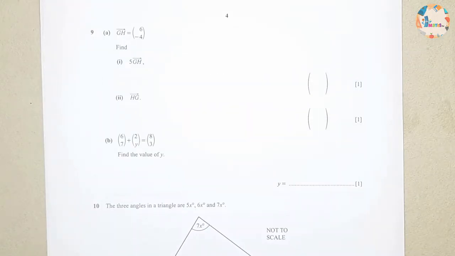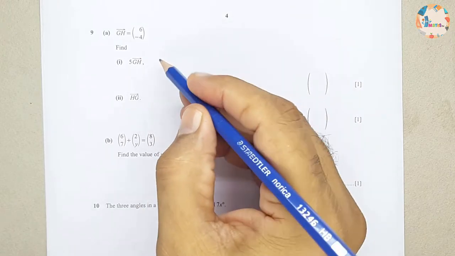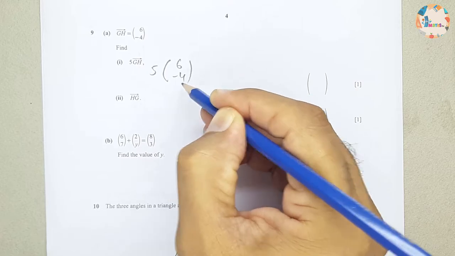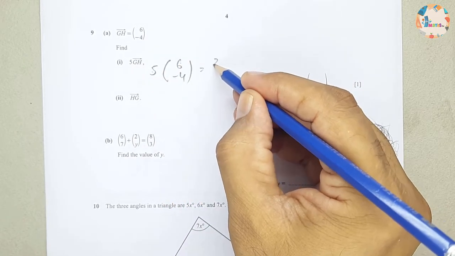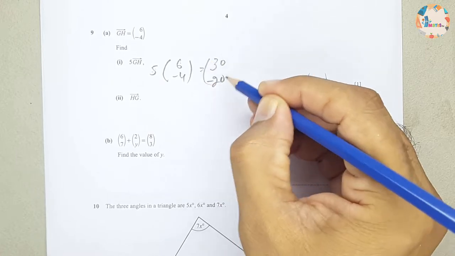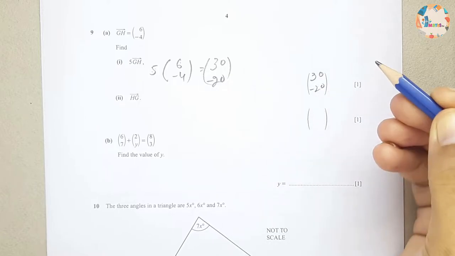Question number 9. GH is given 6, minus 4. This is basically a matrix question. 5 GH. So we have to just multiply 5 into 6 and minus 4. So this will be multiplied by this, which is 30, and this will be multiplied by this, which is minus 20. This will be our answer. We can copy over here, 30 and minus 20. This will be our answer.